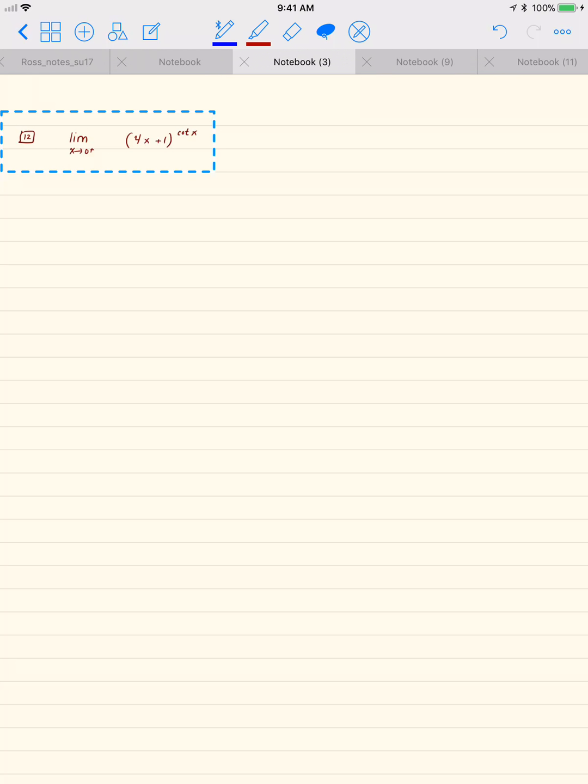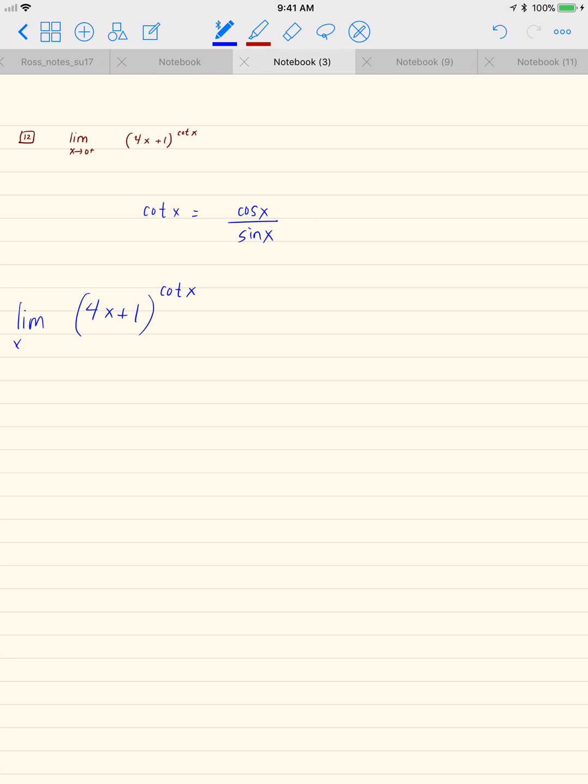We need the limit as x goes to 0 from the right of 4x plus 1 to the power of cotangent of x. So in order to do this, we need to know what is cotangent of x. Cotangent of x is cosine of x over sine x. Okay, so let's do our initial analysis. So 4x plus 1 to the cotangent of x. Now this is a limit as x goes to 0 from the right.